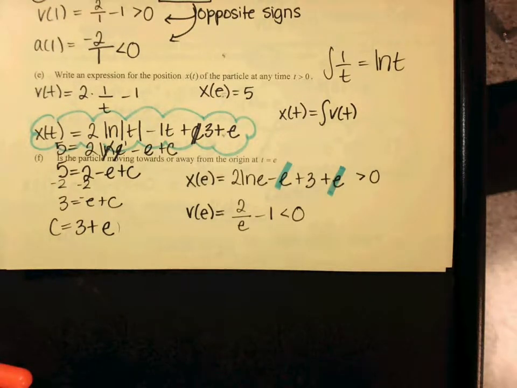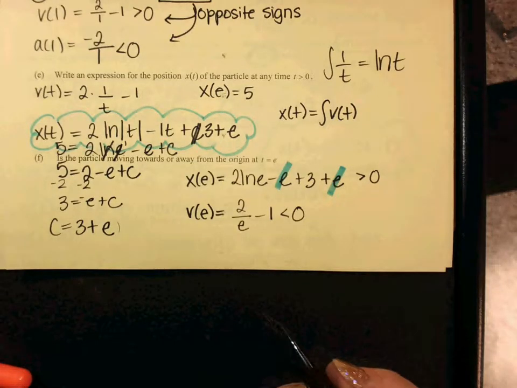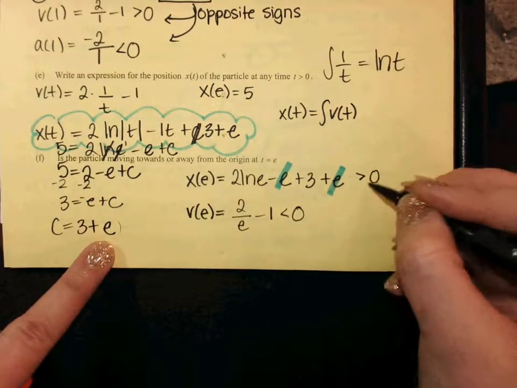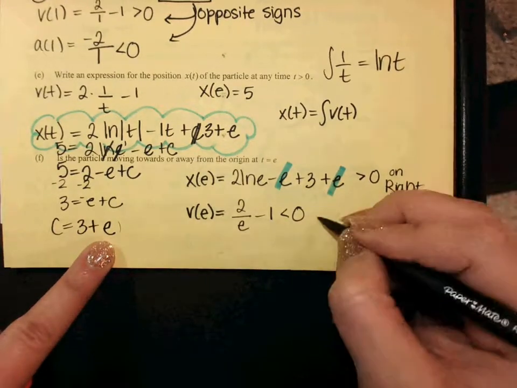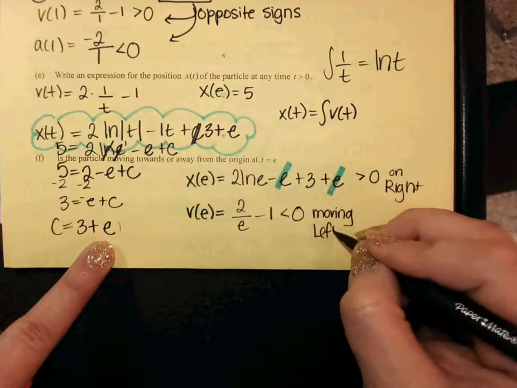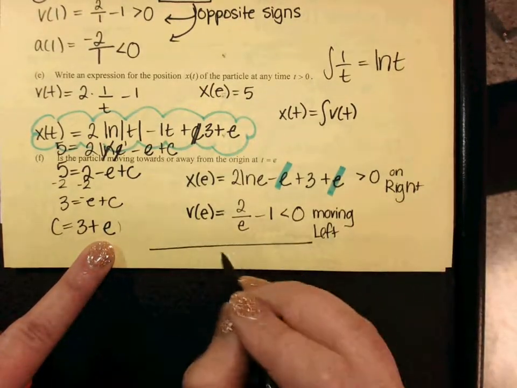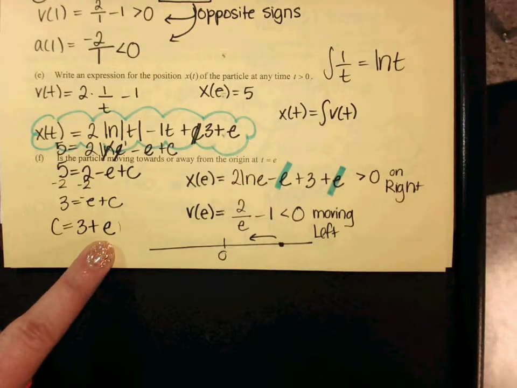One's positive, one's negative. Are we going towards or away? If you're not sure, where are we, left or right? We're on the right. Which way are we moving? Moving left. So where are we going? Away. Oh, towards. Because think about, on the number line, you're on the right and you're moving left. So towards.